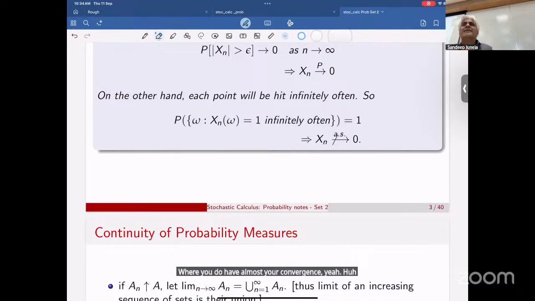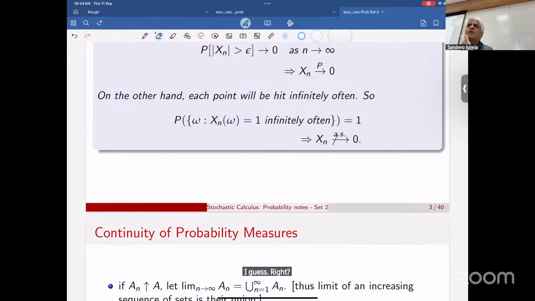No. As long as you have convergence in probability, you have convergence almost surely along a subsequence. You already have convergence in probability, so you have a lot already.